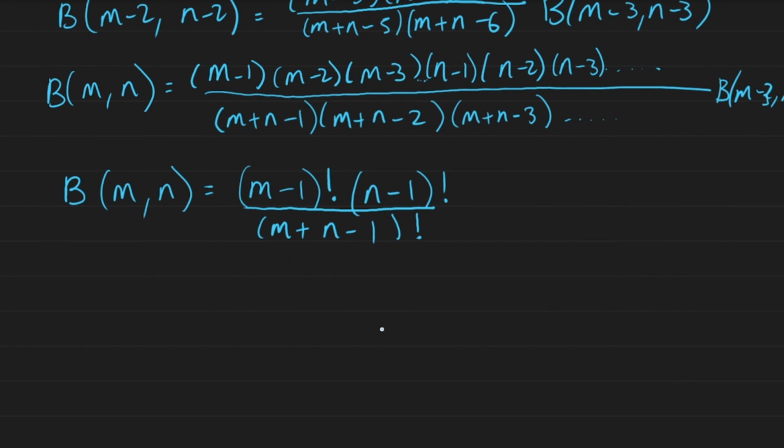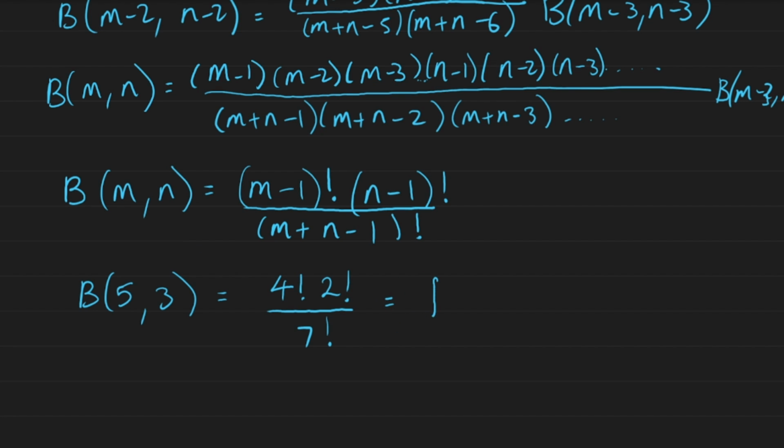So it's quite straightforward. If we have the beta function where m is 5 and n is 3, then we have m minus 1, so it's 5 minus 1, that's 4 factorial, n minus 1, so that's 3 minus 1, that's 2 factorial, divided by m plus n. So we have 5 plus 3, which is 8, 8 minus 1 is 7. So that's 7 factorial. So this is the general result of the beta function.